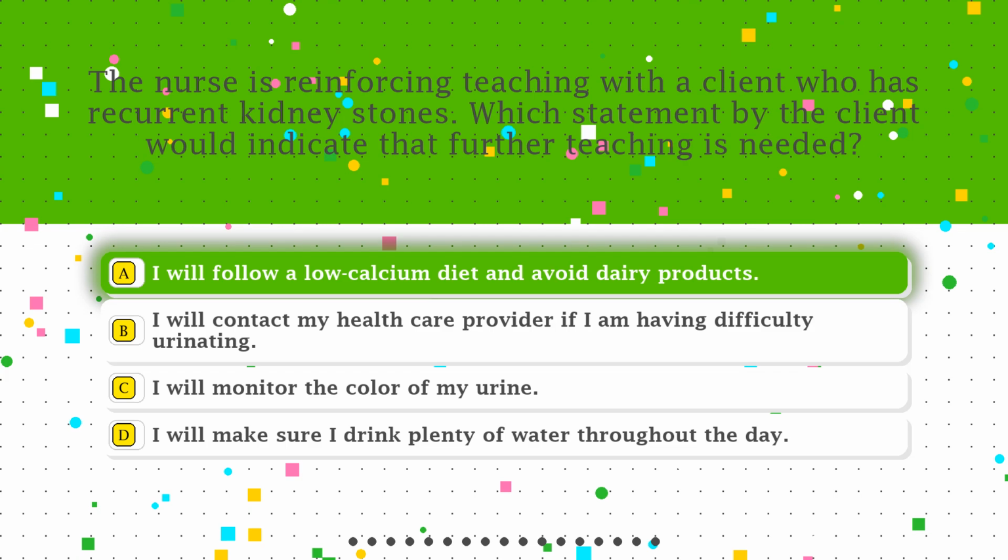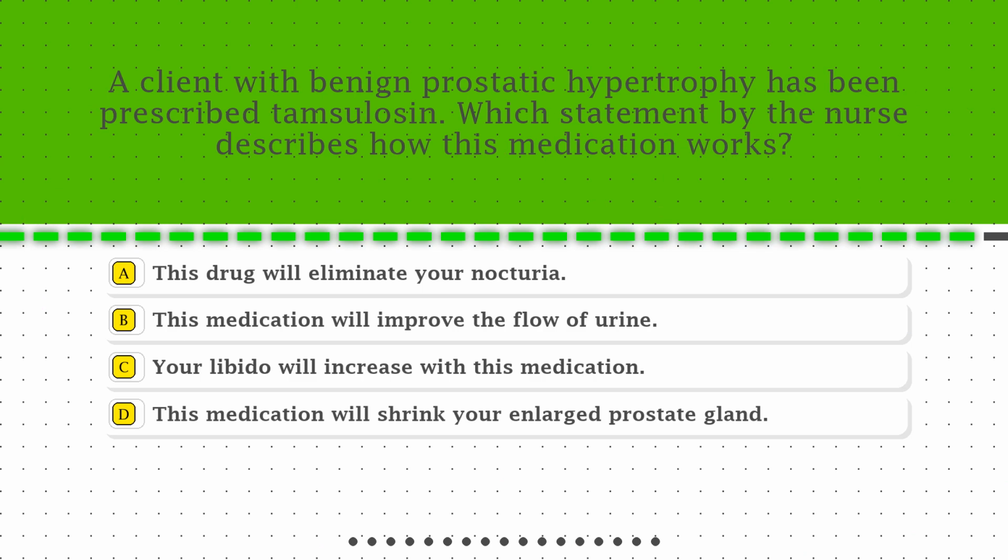The correct answer is option A. I will follow a low-calcium diet and avoid dairy products. Question 9. A client with benign prostatic hypertrophy has been prescribed tamsulosin. Which statement by the nurse describes how this medication works?